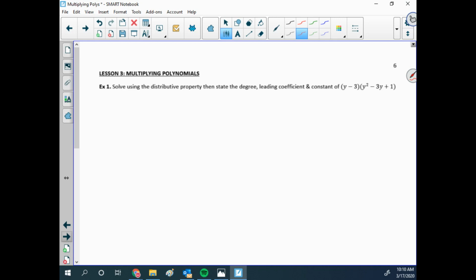And so here's an example. It says solve using the distributive property, then state the degree, leading coefficient, and constant once this has been multiplied out. I'm just going to rewrite this here for myself. So y minus 3, y squared minus 3y plus 1.